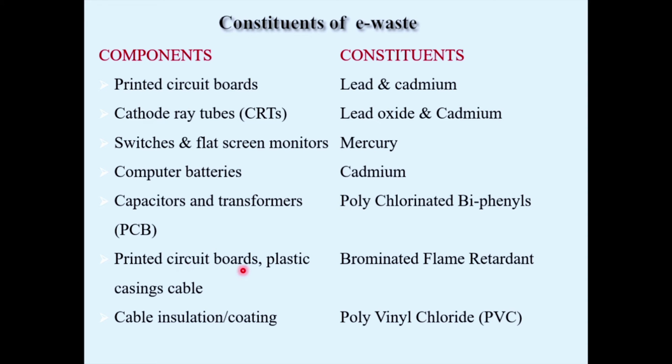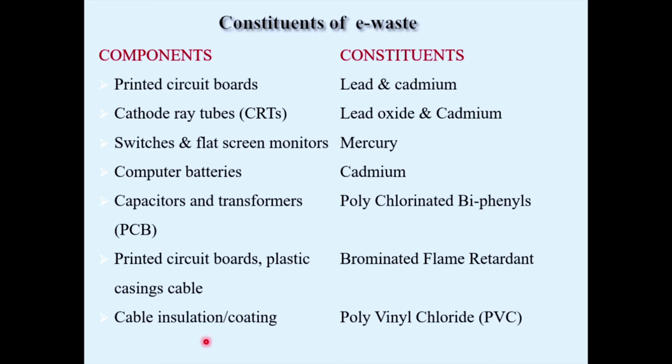Coming to the printed circuit board and plastic casing cables, and brominated flame retardant. Brominated flame retardants are coated on the printed circuit board and plastic casing cables because it should not lead to any fire accidents. So to avoid fire accidents, the printed circuit board and plastic casing cables are coated with a brominated flame retardant. When it is burnt, what happens? A brown color bromine gas will be evolved, and inhaling such gases will cause bronchitis or lung cancer if it is inhaled for a long time.